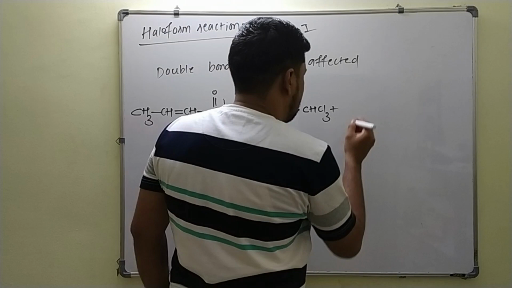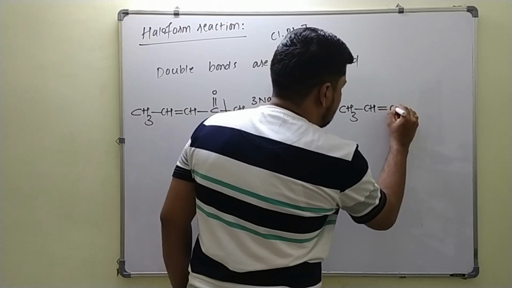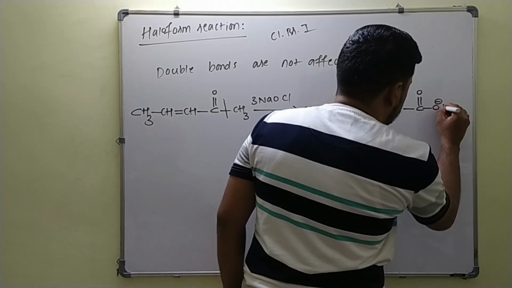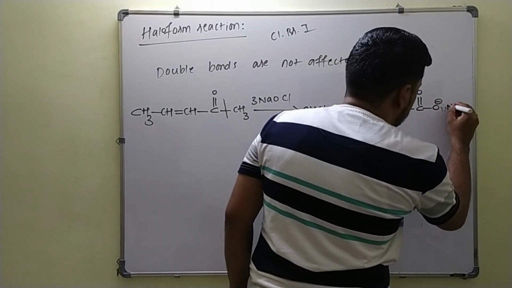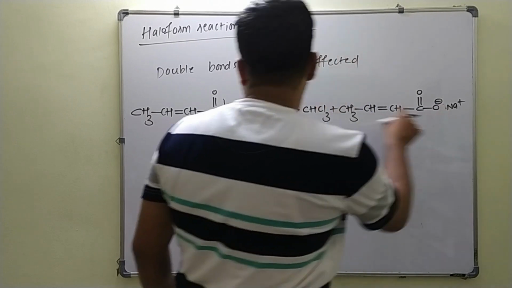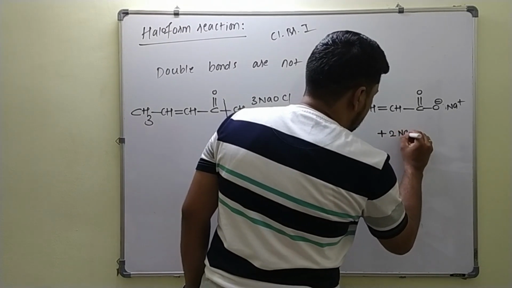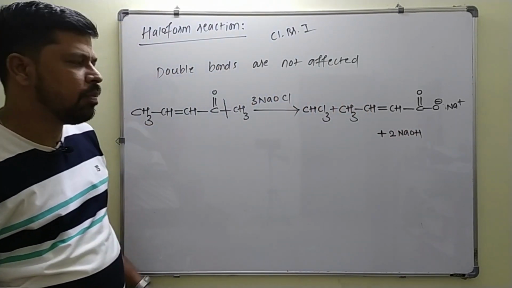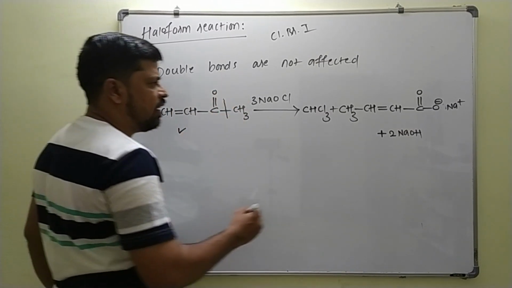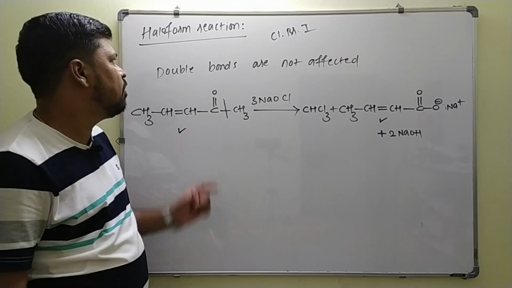So that is the sodium salt of the acid CH3 CH double bond CH C double bond O minus Na plus. This is a sodium salt of a carboxylic acid which is having 1 carbon atom less than the original ketone here, plus what is remaining here? 2 times NaOH is remaining. So always you keep in mind, in case of haloform reaction, double bonds are not affected. Here also a double bond is there and this double bond is retained as it is in the product also. Okay, this is about haloform reaction.